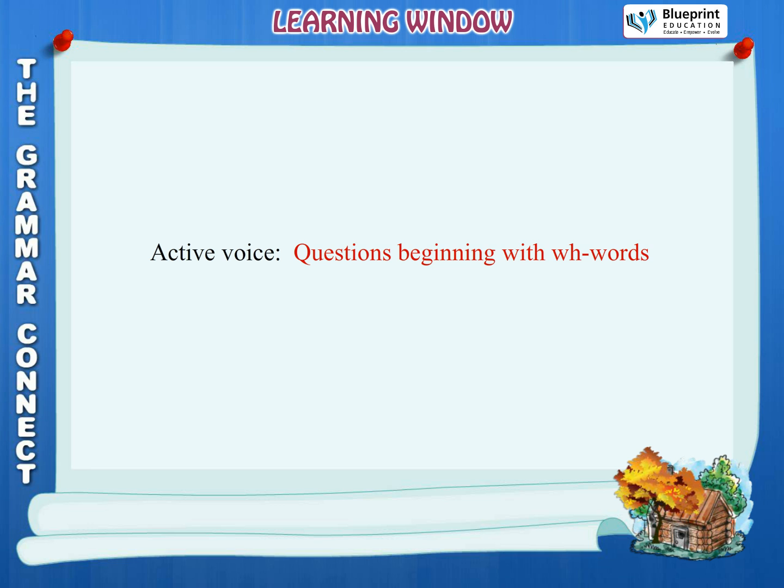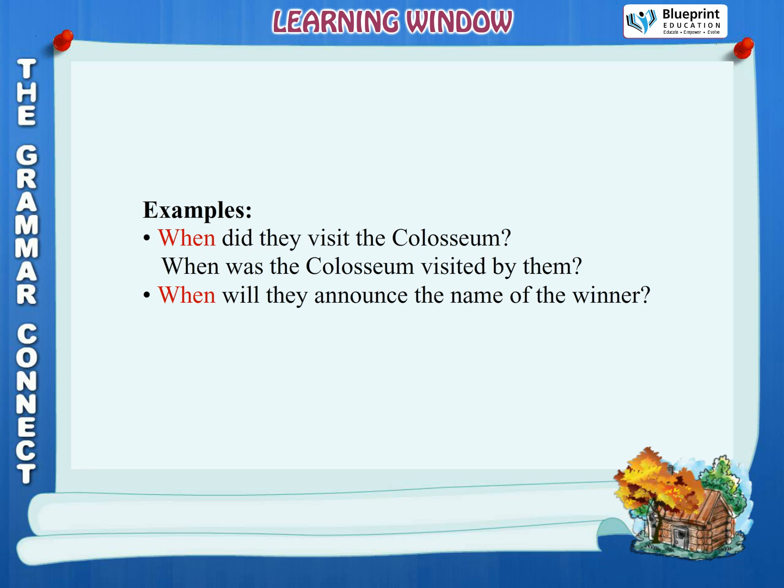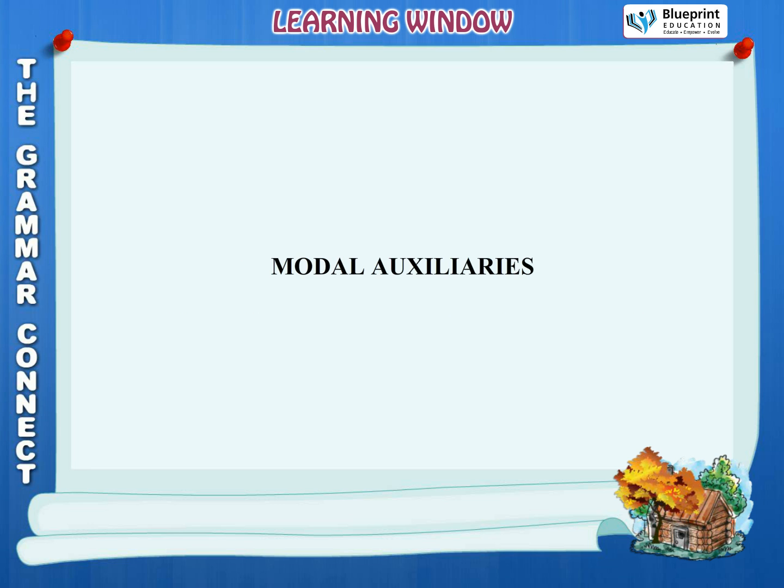Active voice: questions beginning with WH words. Passive voice: remains unchanged. Examples: when did they visit the Colosseum? When was the Colosseum visited by them? When will they announce the name of the winner? When will the name of the winner be announced?